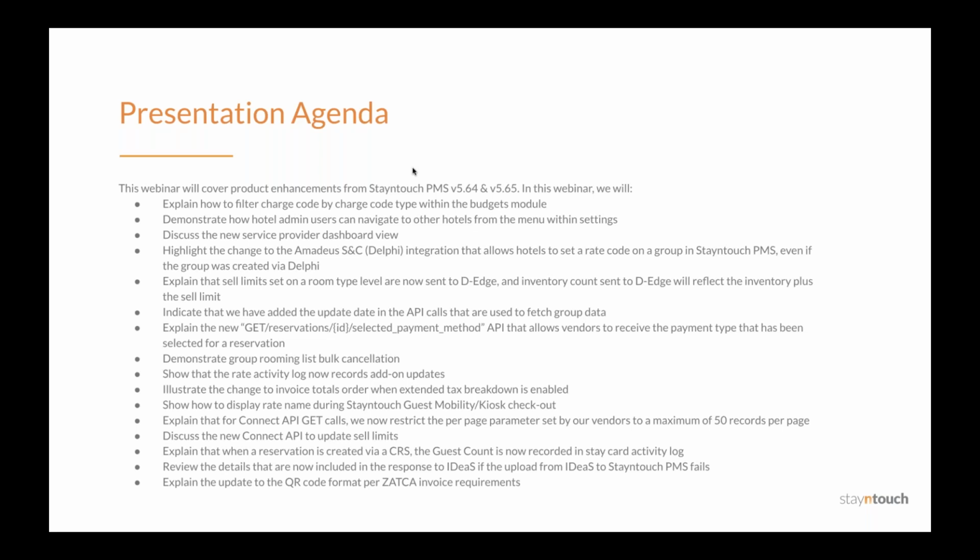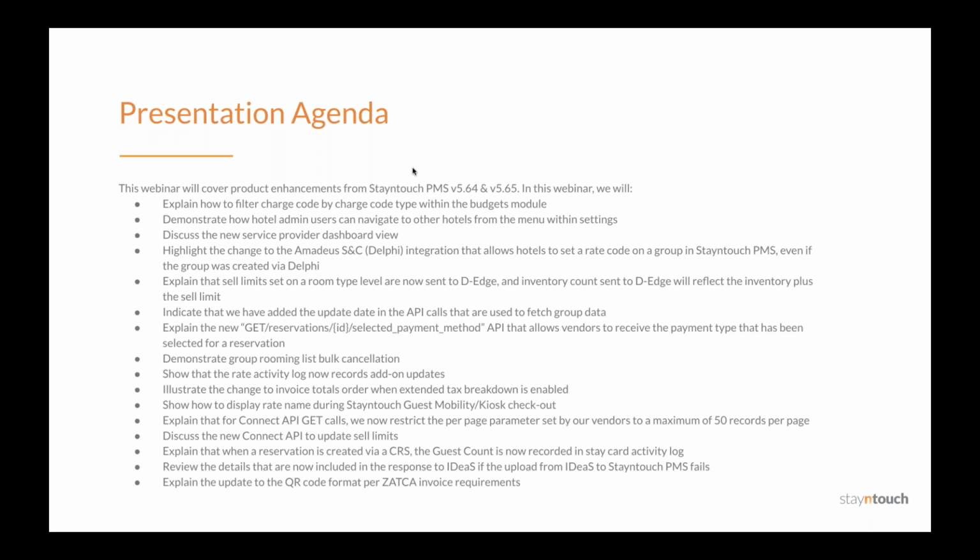Illustrate the change to the invoice totals order when extended tax breakdown is enabled. Show how to display rate name during Stayntouch guest mobility and kiosk checkout. Explain that for Connect API GET calls, we now restrict the per page parameter set by our vendors to a maximum of 50 records per page. Discuss the new Connect API update to cell limits.